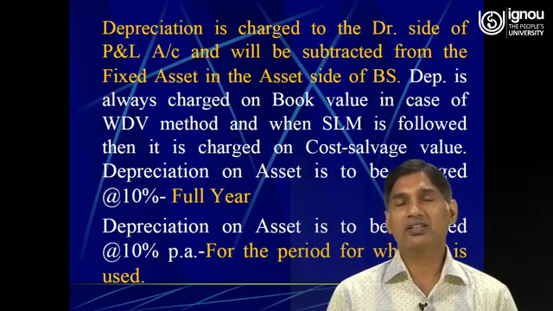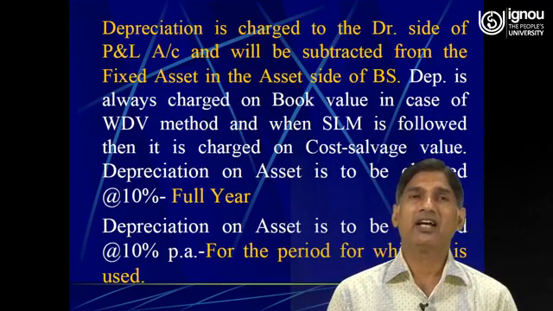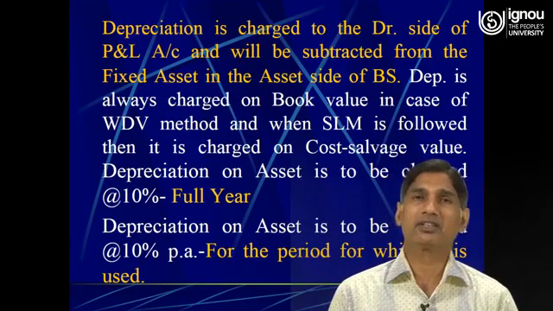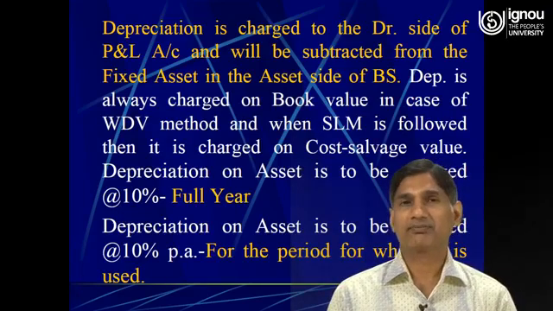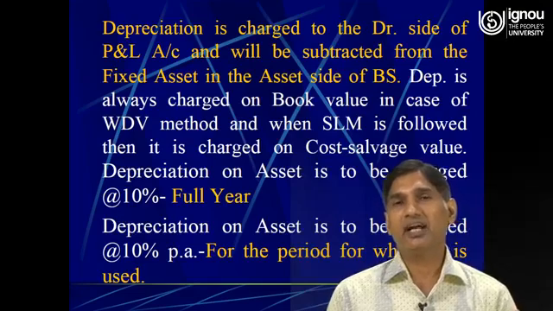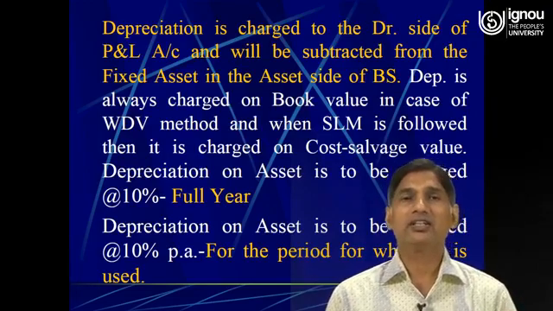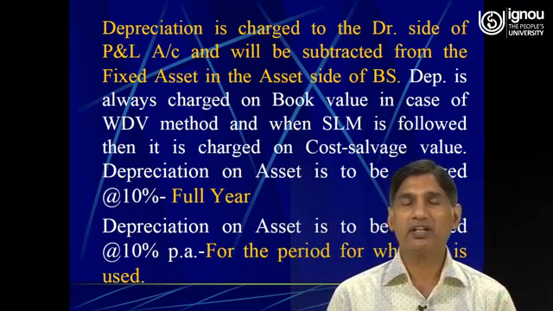Now, there are two important things which need to be taken care of while charging the amount of depreciation on a particular fixed asset. If it is given that depreciation on the asset is to be charged at the rate of 10%, then students must remember that it means depreciation on that particular asset will be charged for the full year. And if it is given that depreciation is charged on the asset at the rate of 10% per annum, then of course the depreciation will be charged only for that particular period for which the asset is put into use.